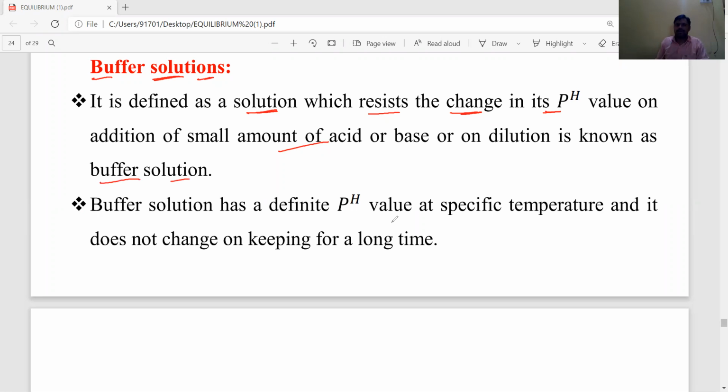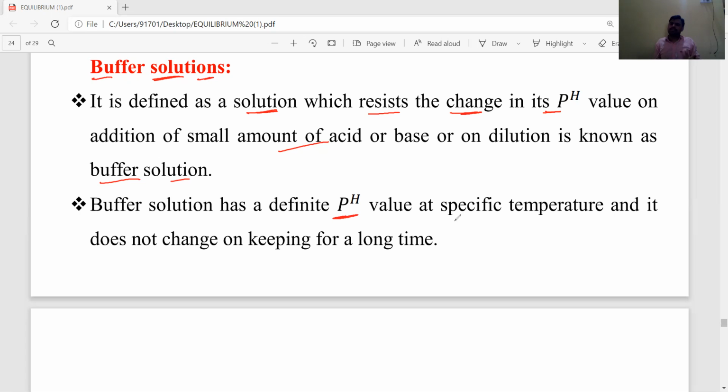Okay, these buffer solutions have definite pH values. These pH values can be calculated by the Henderson equation. Scientists have given some equations for the pH of buffer solutions. Those we will discuss later.